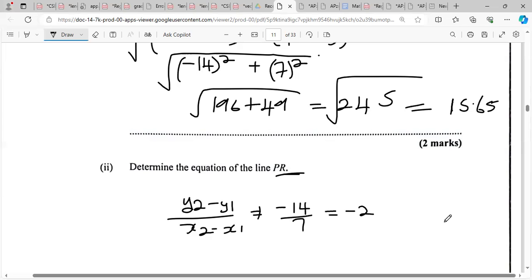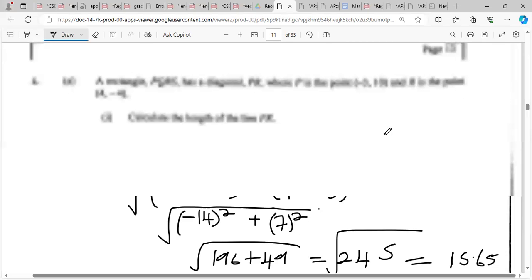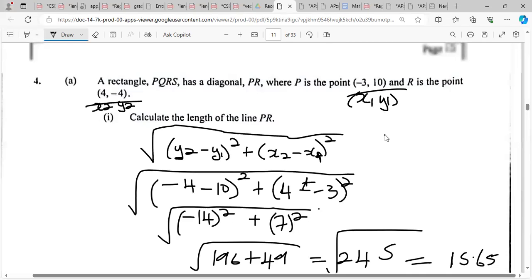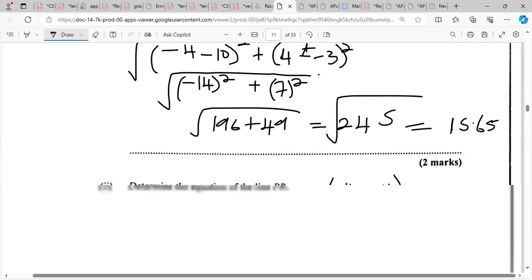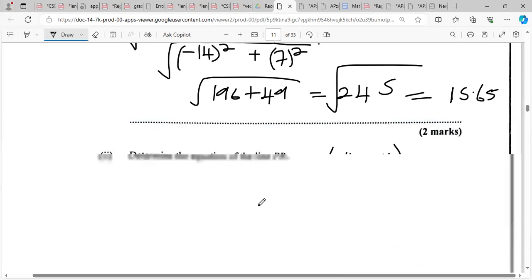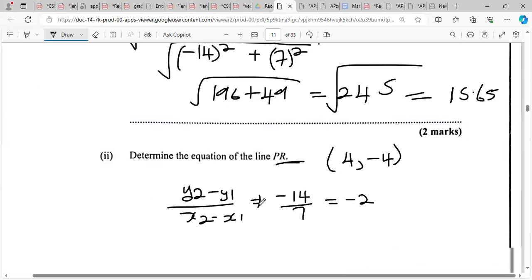So if we use one of the points now, one of the points was 4, negative 4. Let me check that. Yes, the point (4, -4). So we are going to use that point and substitute, so we get the y-intercept and can figure it out from there.